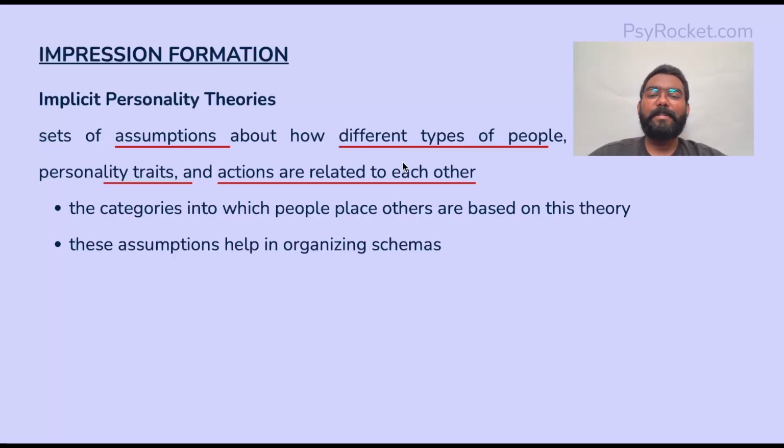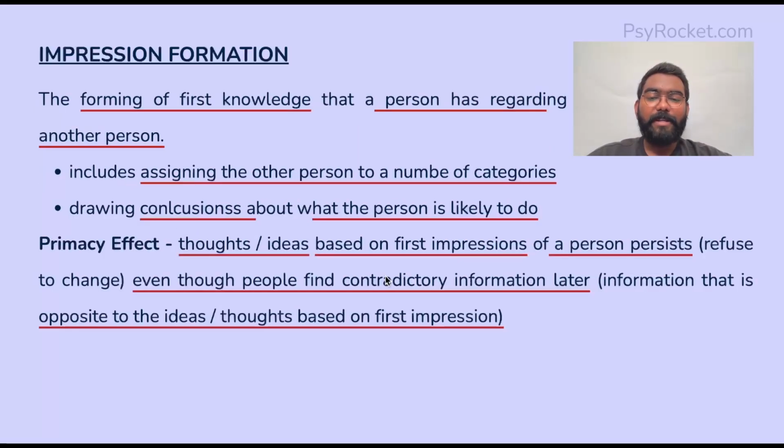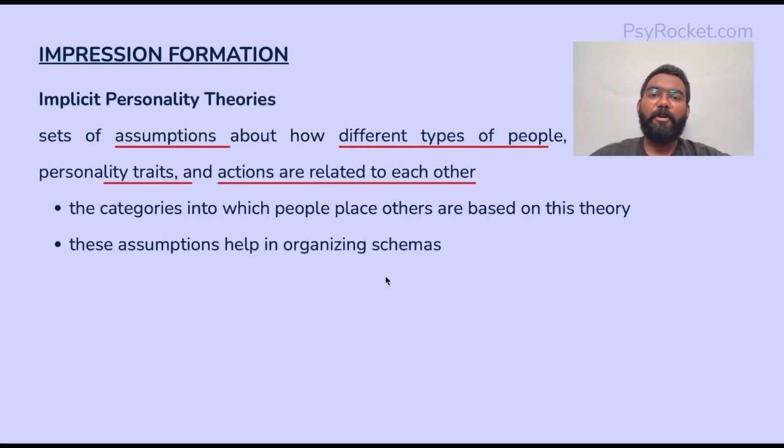These implicit personality theories are unique to everyone. What are they? They are just assumptions about how different types of people, personality traits and actions are related to each other. So, whenever an impression is formed on a certain individual, we place them into a certain category. The categories into which we place others based on their first impression are based on these implicit personality theories. They're nothing but theories based on these assumptions.